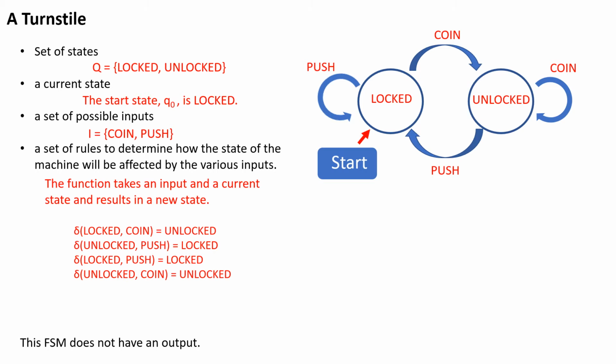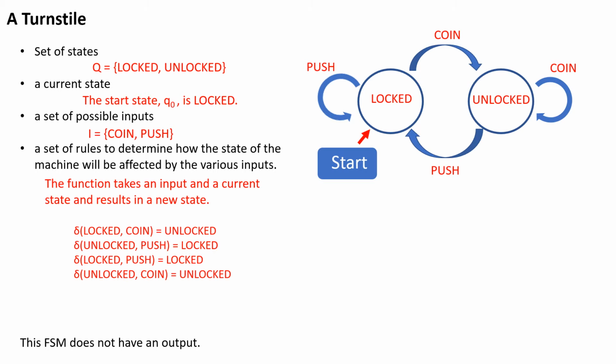So I'm just going to take one of these to look at. Let's look at the second one here. We're using delta because it's the transition function. The two things that are going to go into the function are a current state and an input. So we're going to say the current state is unlocked, but we try to push it.